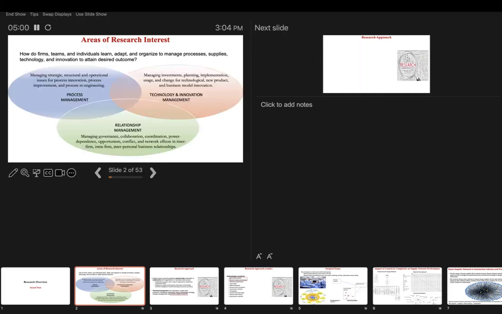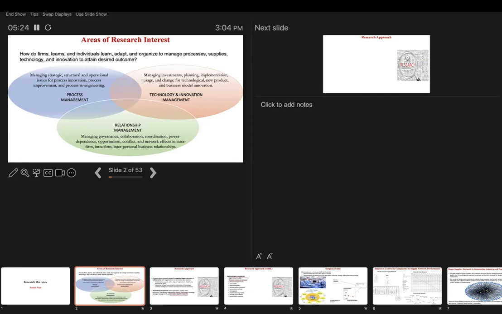And it basically boils down to 3 broad buckets, one being process management, where things like strategic, structural, and operational issues of process innovation, whether it's TQM, quality management, whether it's implementing Six Sigma, how do you ensure that people are all on board, process re-engineering, etc. So that's the process management side of things.